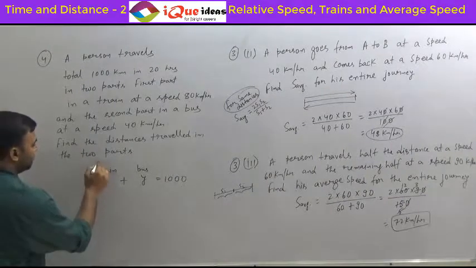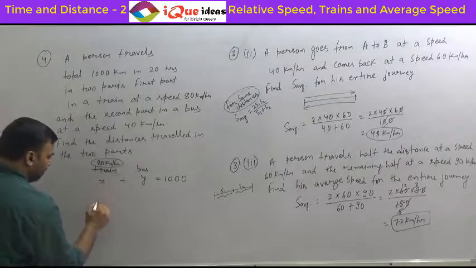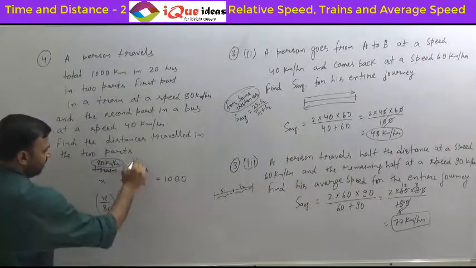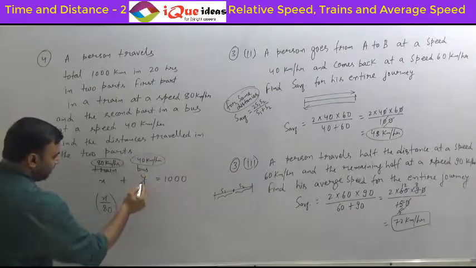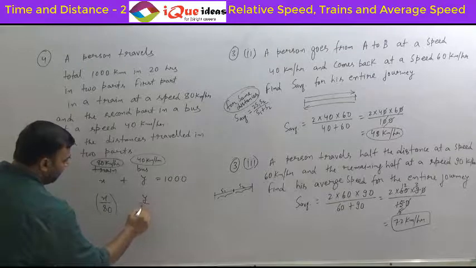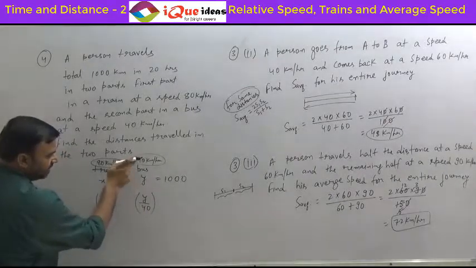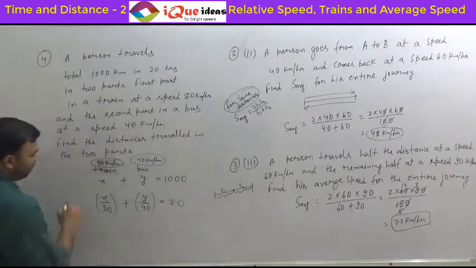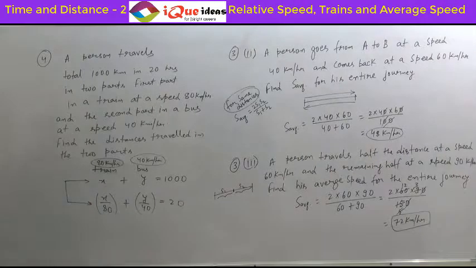Now speed of the train is 80 kilometers per hour. So the time taken for this x kilometers will be x by 80. Speed of the bus is 40 kilometers per hour. Then the time taken for this distance y will be y upon 40. Time is distance divided by speed. And the total time is equal to 20. So these are the two equations which we need to solve together to get the values of x and y.